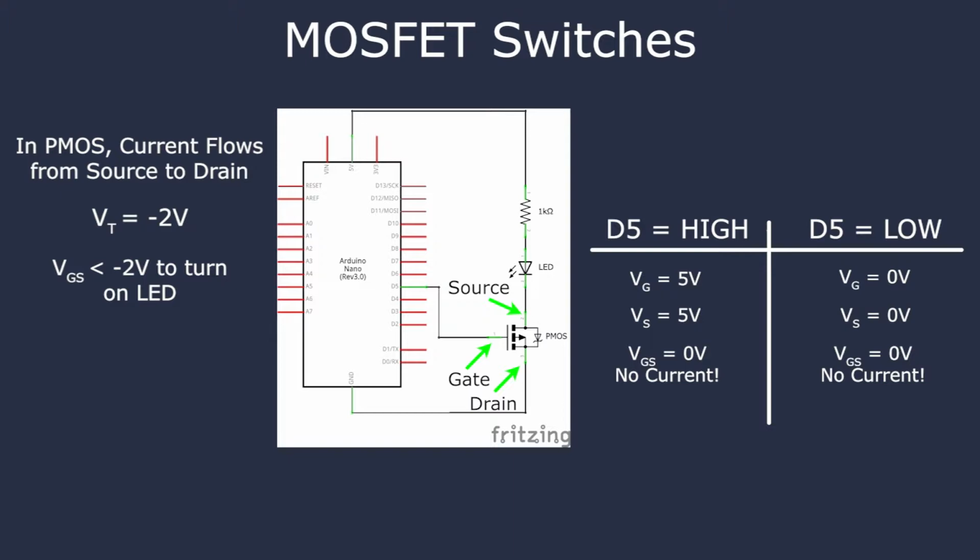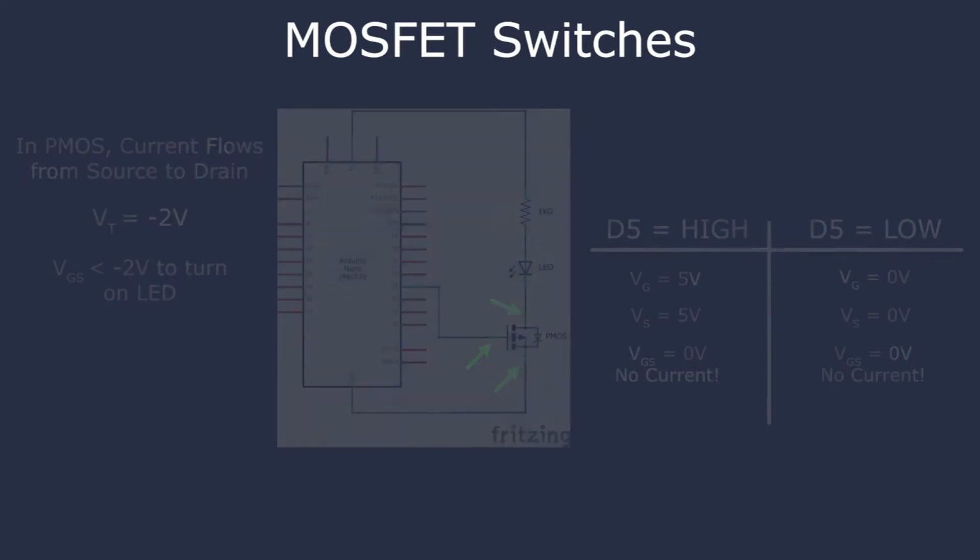A similar thought experiment can be done for NMOS transistors. If you did that, you'd realize that NMOS doesn't have a problem with pulling a circuit down to ground, but they're terrible at pulling a circuit up to a voltage, which is the exact opposite of PMOS transistors.